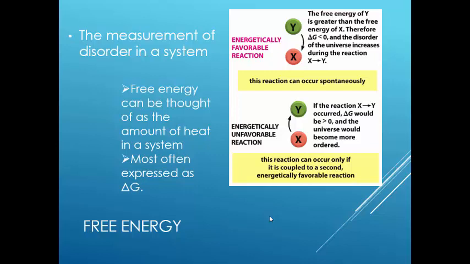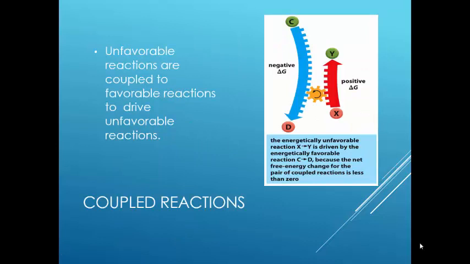When a system has a negative delta G, the system is likely to proceed on its own because it will create more disorder. This is why compounds degrade over time. It's because they have a negative delta G, and as they degrade, they create more disorder. The cell harnesses these favorable reactions to drive unfavorable reactions. We call these coupled reactions.